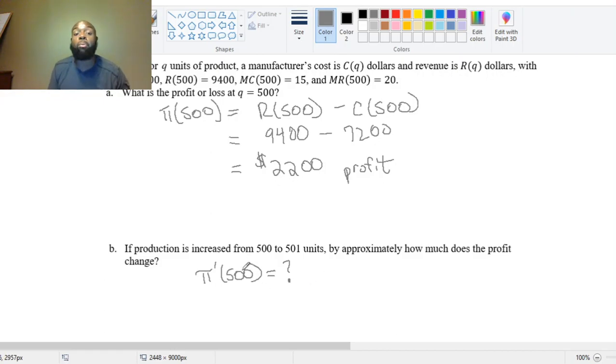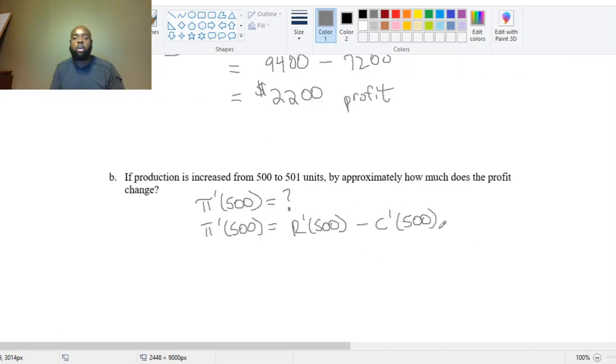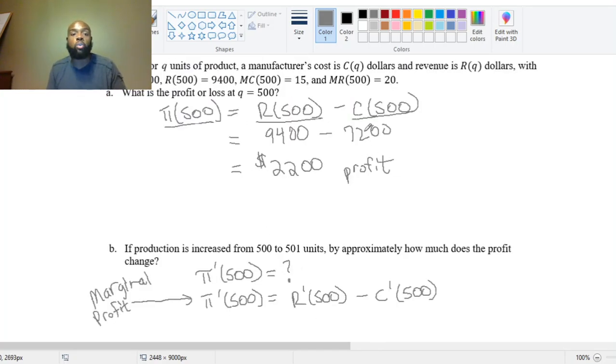Well, if I want to find pi prime of 500, remember, pi of 500 equals R of 500 minus C of 500. And so the derivative, pi prime of 500, is going to be R prime of 500 minus C prime of 500. All right. So all I have to do is get the marginal revenue and subtract the marginal cost, and that's the marginal profit. So although I didn't define that, this is basically asking about marginal profit. How much will the profit change for 1 unit increase in your input or your quantity of items that you produce and sell, right? And so we're given the marginal cost and marginal revenue.